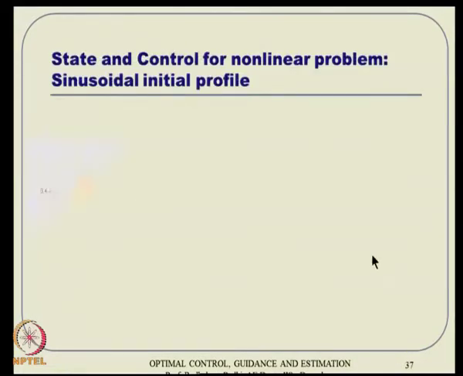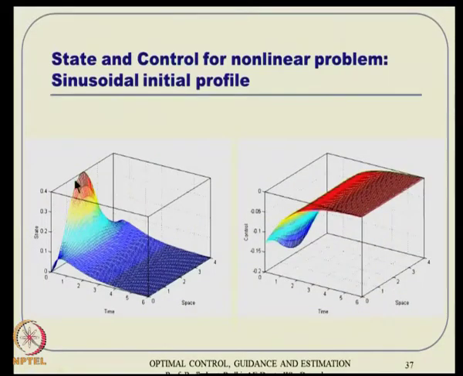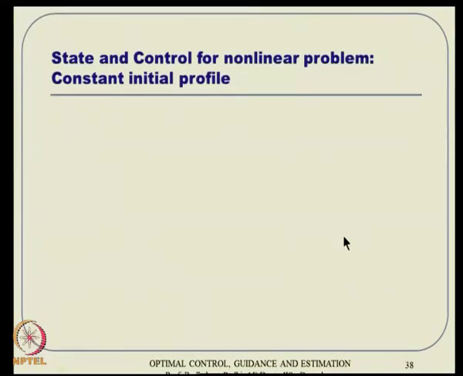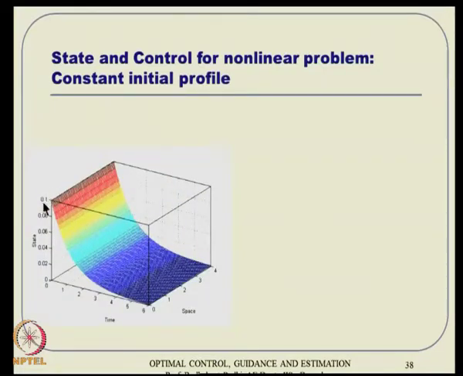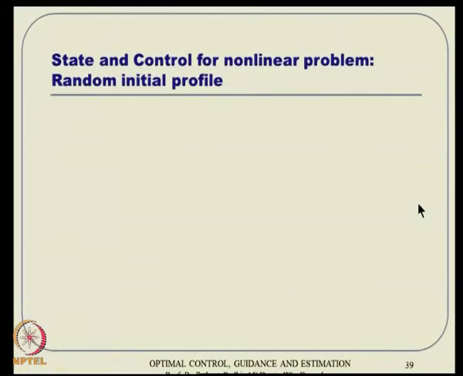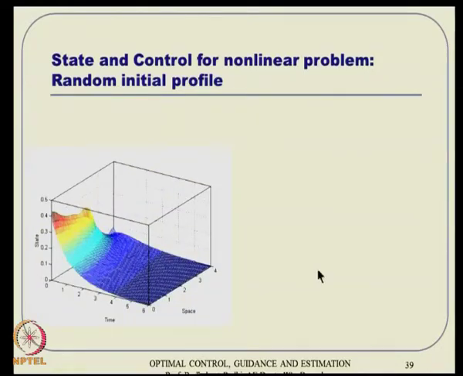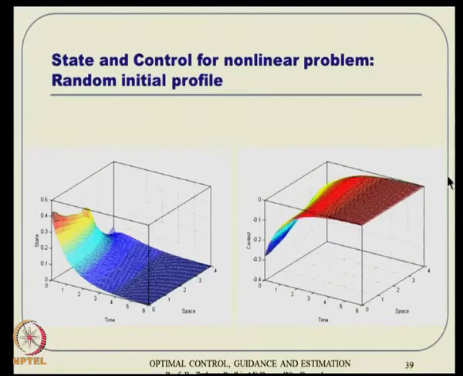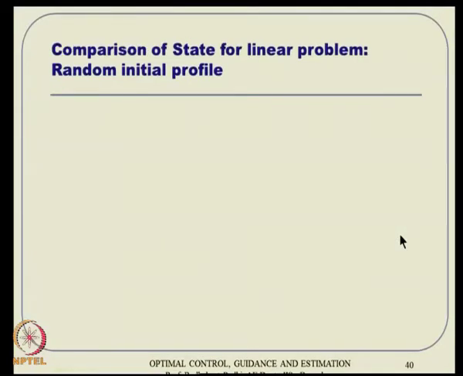What do the results look like? Results are something like this. You have a sinusoidal initial profile, and everything turns out to be 0 very quickly. Control also goes to 0 simultaneously. Now, what about the state and control of the nonlinear problem from a different initial condition, including constant? It again goes to 0, and here control also goes to 0. And what about some sort of random profile? You test it many times, the initial profile is very arbitrary here, but smooth. That also happens nicely.